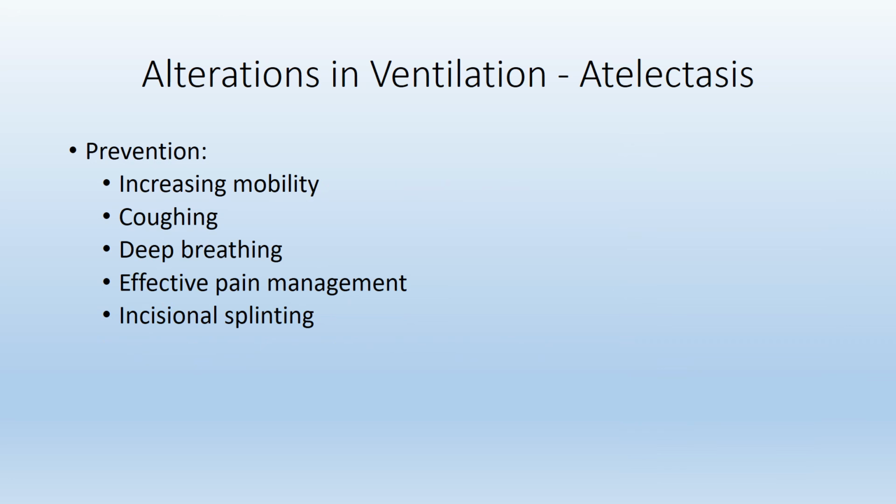Like a lot of these, the best way to treat it is to have complete prevention. We see that increasing mobility is going to reduce the presence of atelectasis. Coughing really mobilizes secretions from your lower respiratory tract, and it really gets your alveoli involved in the process of air movement. Deep breathing does the same thing, except that it's not as violent of an exercise. Effective pain management, so giving analgesics wherever possible, and then incisional splinting.